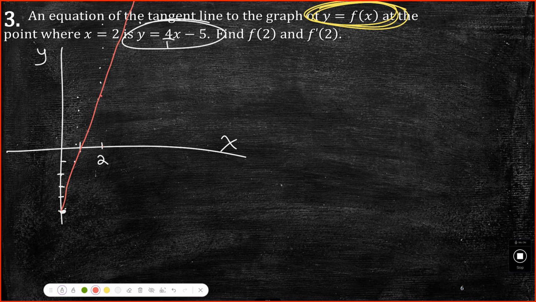Now, this is the tangent line. And maybe the actual function, y equals f of x, is something like this. I'm making up what it would be. Maybe it's an exponential or something. So here, at this point, it's asking, what is f of 2? Find f of 2.